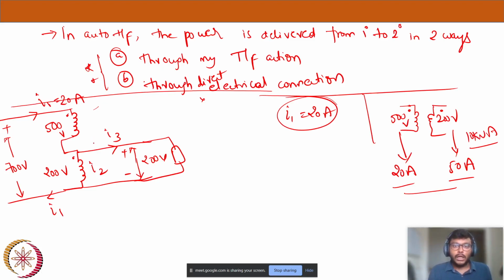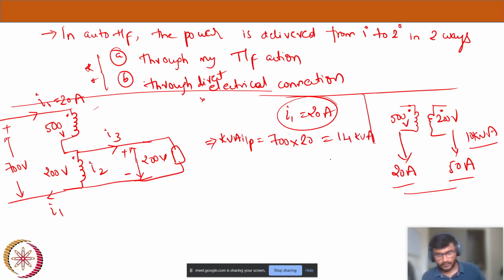That's okay. Now there are two ways to get the rest of the currents. I will solve one way. Like the previous question we did, KVA balance: input KVA is balanced by the output KVA. Now what is the KVA input here? Pawan said that it's 20 amps. That is correct. Now input KVA is 700 into 20. How much is it? 14 kVA, right? Now the same KVA must be delivered to the load because the transformer will always keep KVA balance.